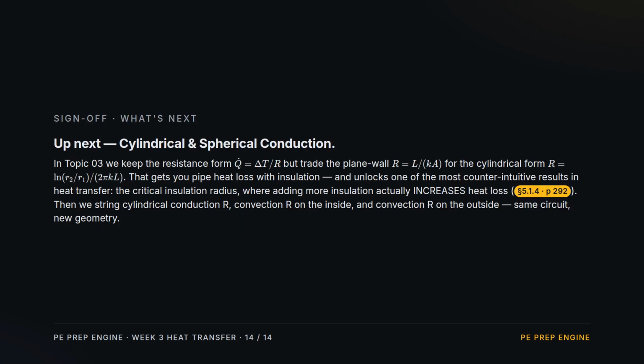Up next, Topic 3, cylindrical and spherical conduction. Same resistance form, but we trade the plain wall R for the cylindrical one with the log of the radius ratio. That gets you pipe heat loss with insulation, and the critical insulation radius, where more insulation can actually increase heat loss. See you there.